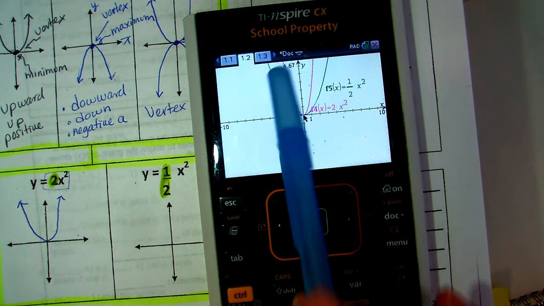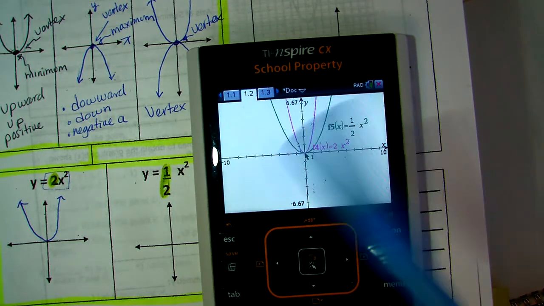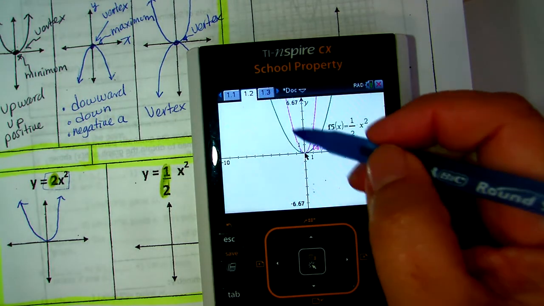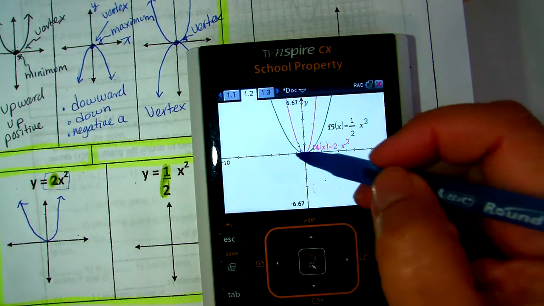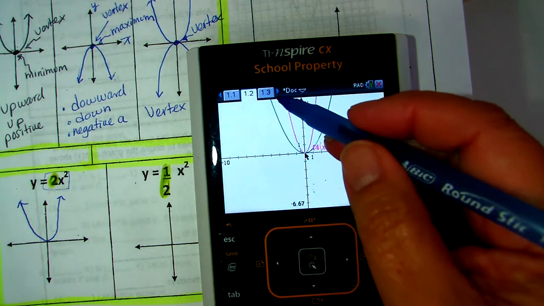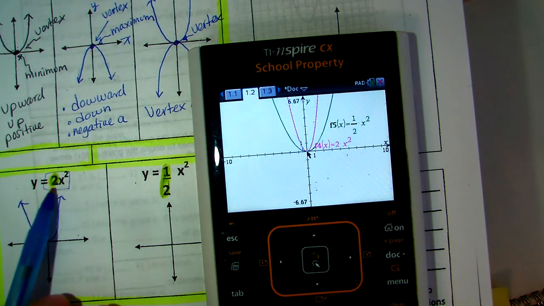What's the difference between these two parabolas? Can you see it? I don't know if you can see the colors. The pink one is narrower than this one over here. This one is actually green. I don't know if you can see the green, but this one is wider. So that's the difference if you have a big number or a small number.